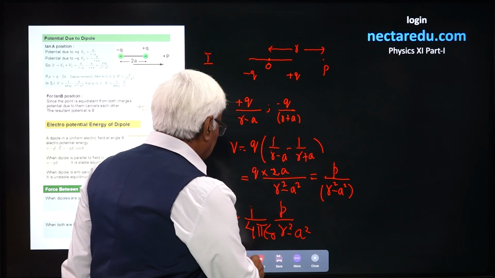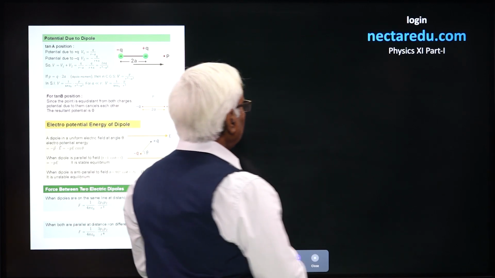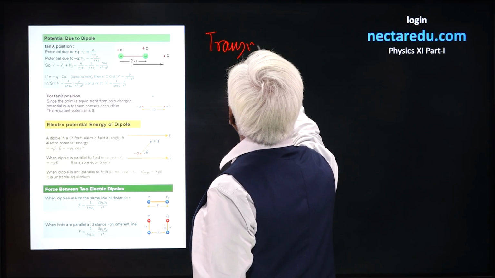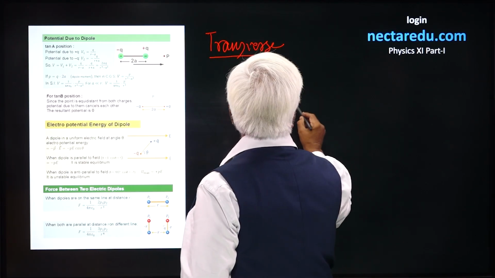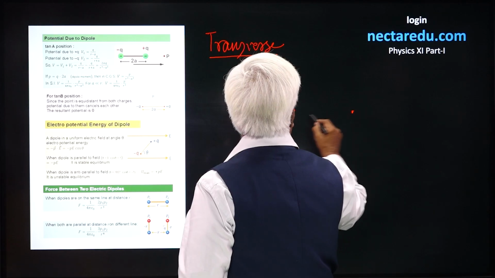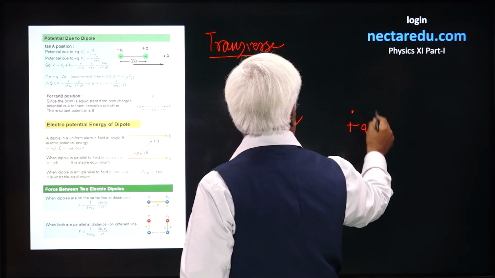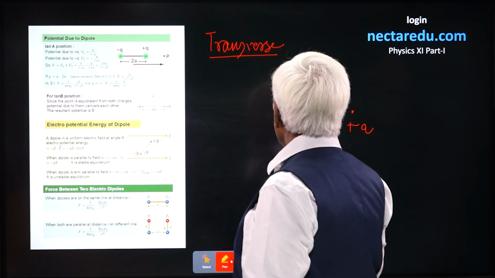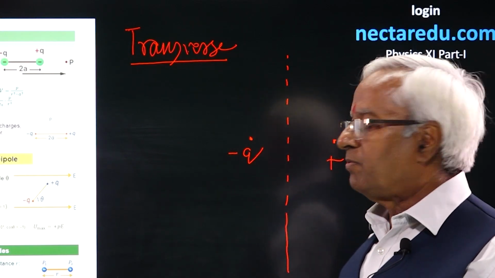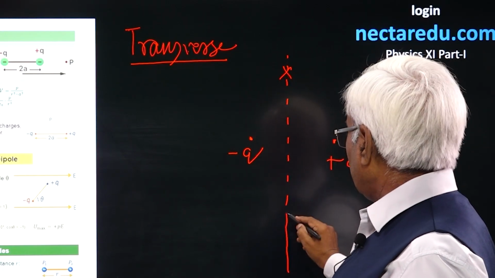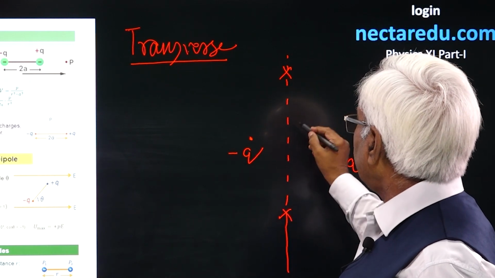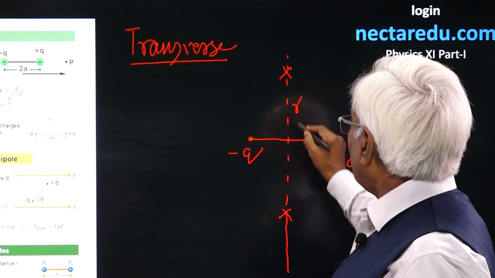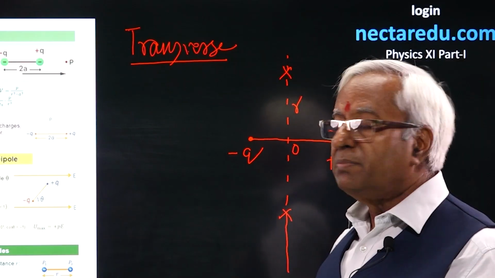Now let's consider another position that is known as the transverse position. Transverse simply means the dipole is in a position and the point is lying on its perpendicular bisector. It's optional, you might choose the point on any side. And suppose the distance from this dipole is r, again the distance from the midpoint.